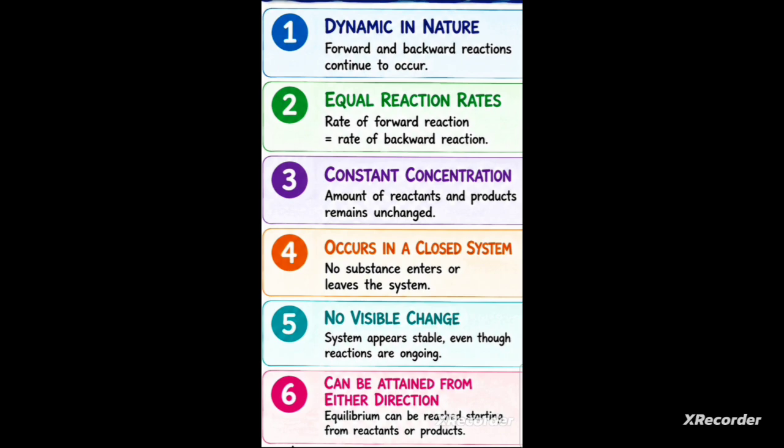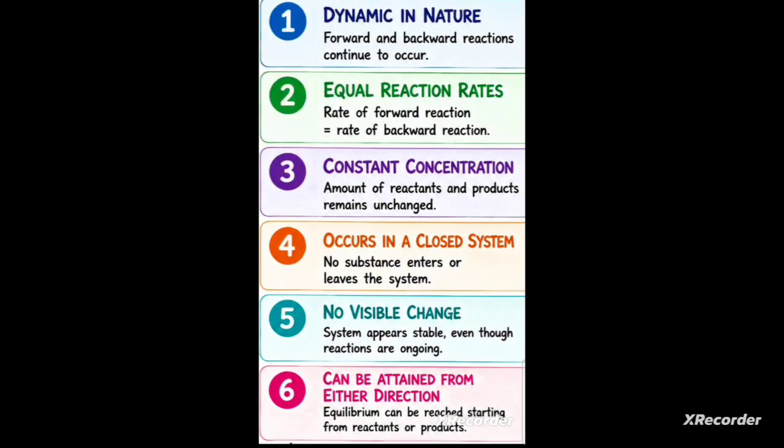4. It occurs in a closed system. A chemical equilibrium will not be reached if the system is opened. So, chemical equilibrium occurs in a closed system. 5. No visible change is observed. The system appears stable even though the particles are moving.